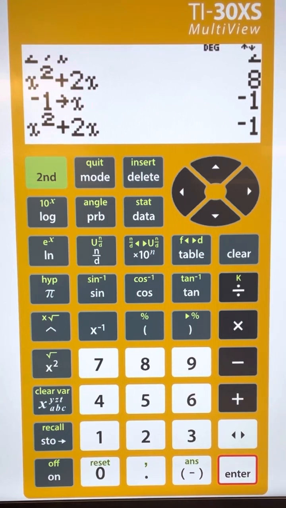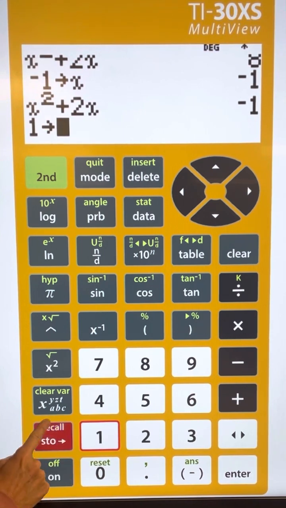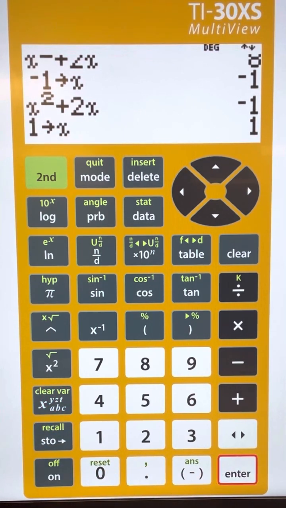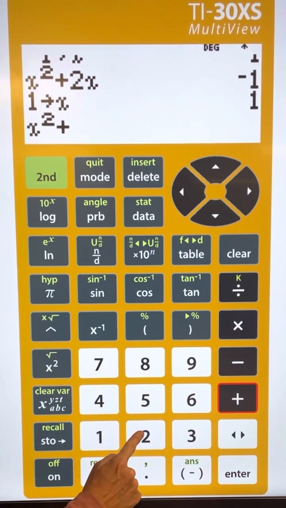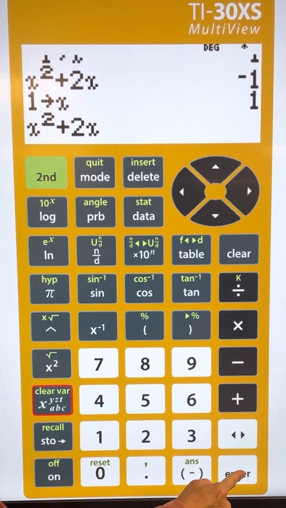So now we're going to try the value for the letter C choice, where X equals 1. We're going to say 1 store X, enter. Try X squared plus 2X, and enter. And it's 3. So we know now that D has to be our choice, but we're going to go ahead and prove that.